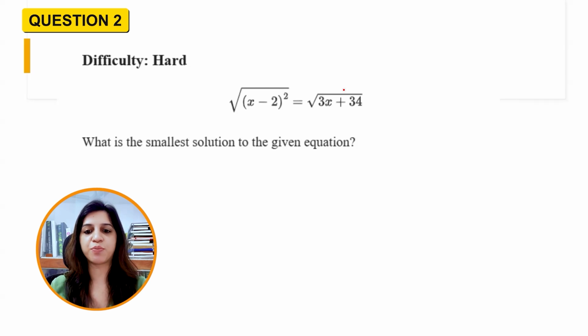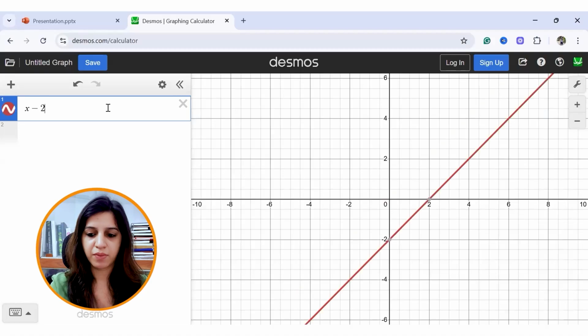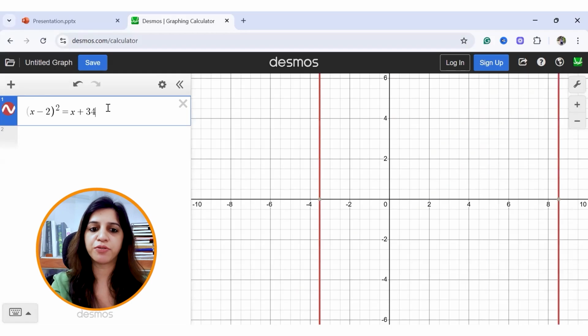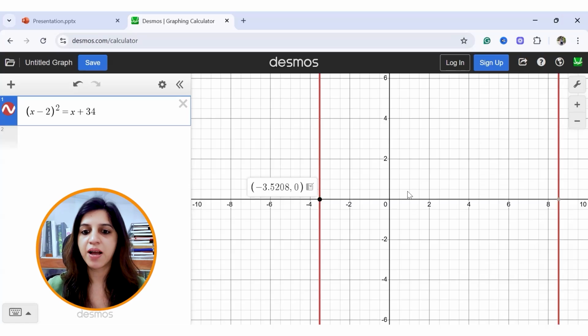Let's quickly go to Desmos and put this expression. So this question says x minus 2 whole square is 3x plus 34. I'm going to put it on Desmos. Let's see what Desmos is giving me. x minus 2 whole square is equal to x plus 34. I just got rid of the root on both sides. Now I get two solutions, which is as expected. It's a quadratic. It's going to give me two roots, two solutions. One is minus 3.52 and the other one is 8.52. These are the two roots.